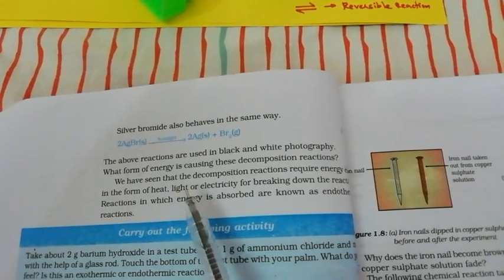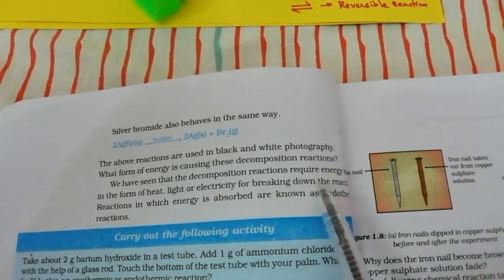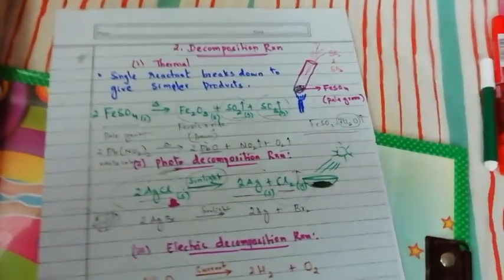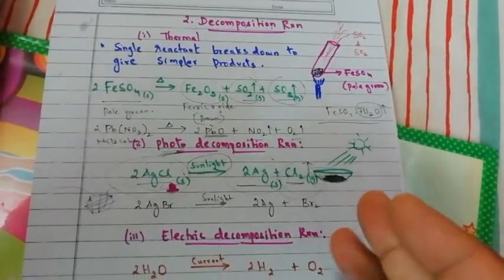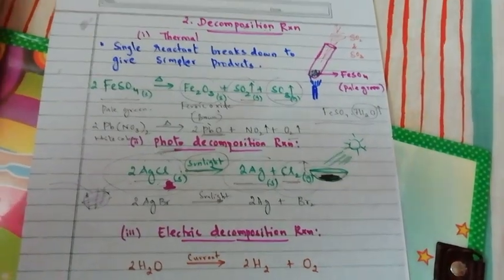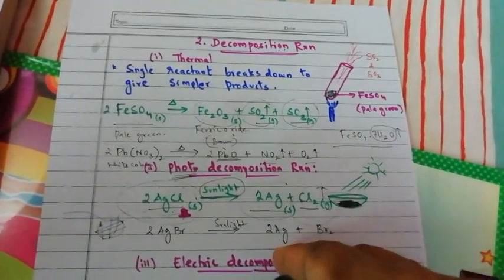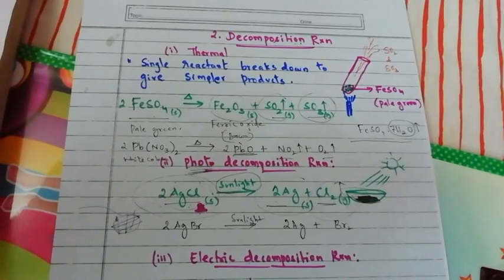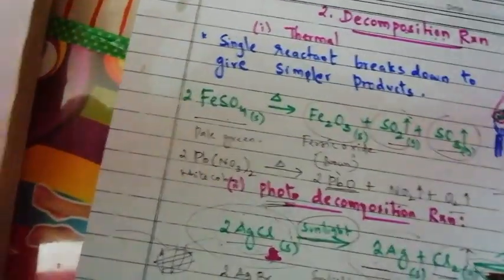We have seen that decomposition reactions require energy in the form of light, heat and electricity for breaking down the reactant. So the reaction in which energy is absorbed is known as an endothermic reaction. So now you know what endothermic is. All these decomposition reactions do not take place just like that. We are doing something, especially heating it. After absorbing the heat only, this reaction takes place, right?